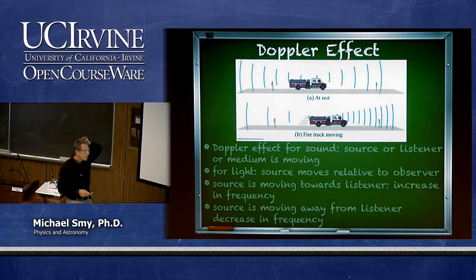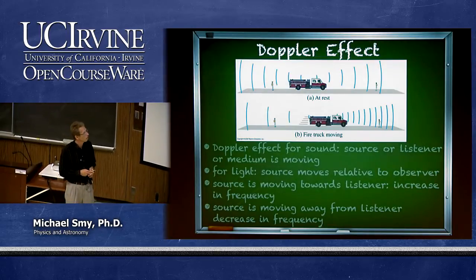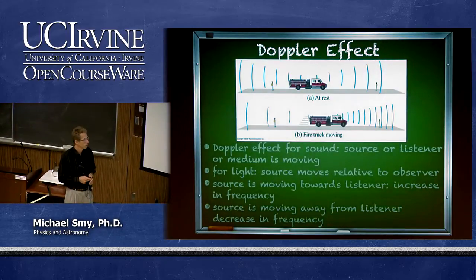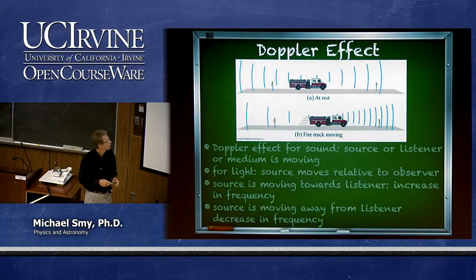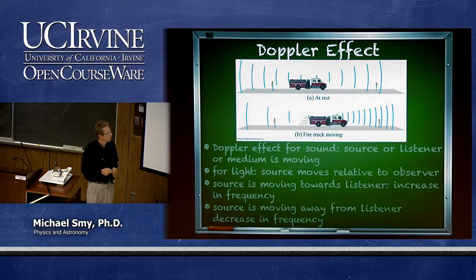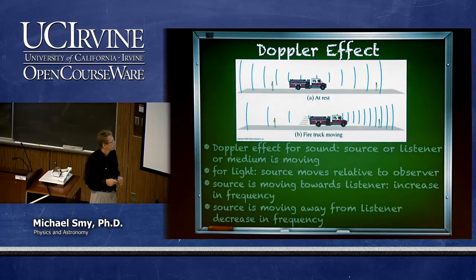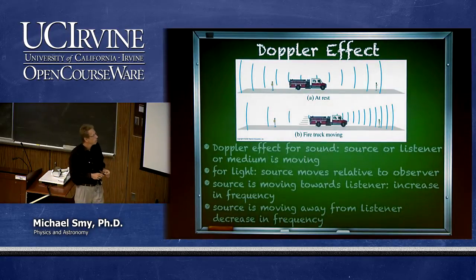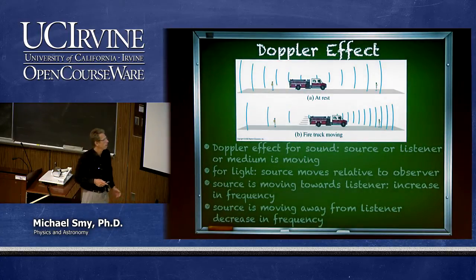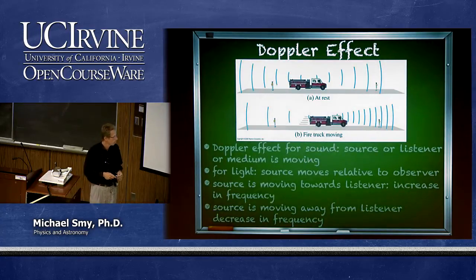This phenomenon is called the Doppler effect, and it occurs when either the sound source or the listener or the medium is moving. In the case of light, a Doppler effect exists also, but the only motion that is relevant there is the source relative to the observer, at least if the light is moving in vacuum. If the source is moving towards the listener, the frequency is increased, and if the source is moving away from the listener, then the frequency is decreased.